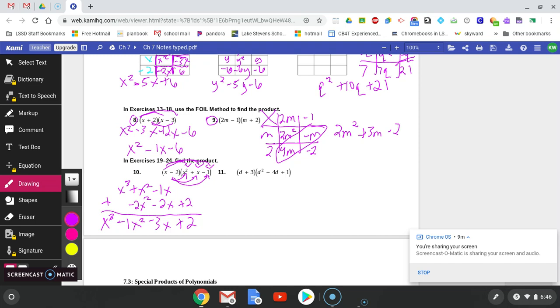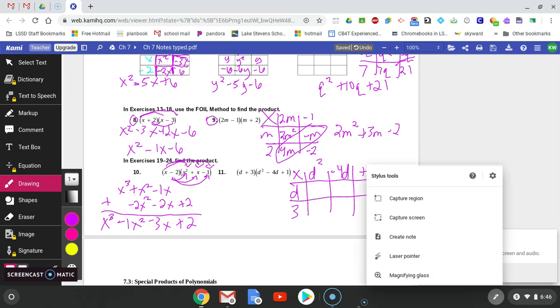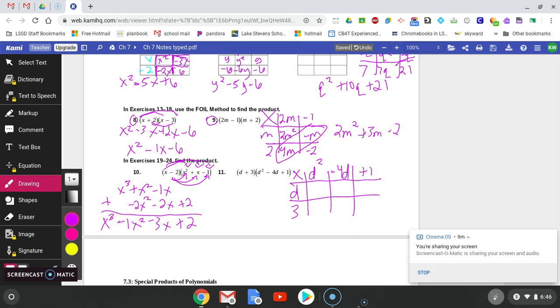Okay, so for number 11, I'm still setting up the same thing, but this time I have an additional row. So nothing goes in this spot here. I will have the d plus 3 on this side. I'll have the d squared minus 4d and then plus 1. It makes absolutely no difference if you had these 2 here and the 3 over here, or if you'd put the 3 on here and put 2 over here. You would have just drawn another line here. It does not matter which one goes on which side.